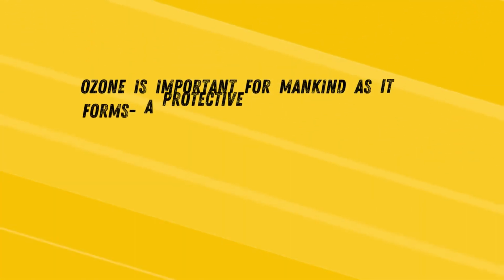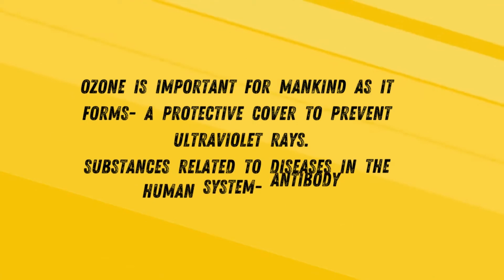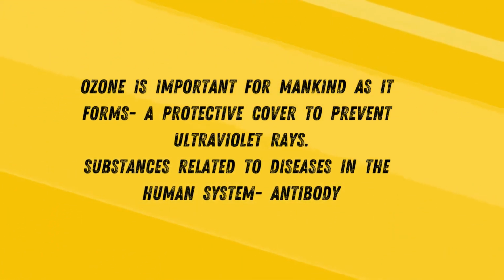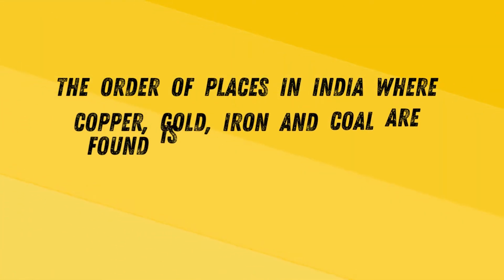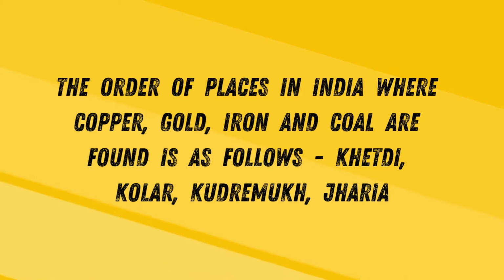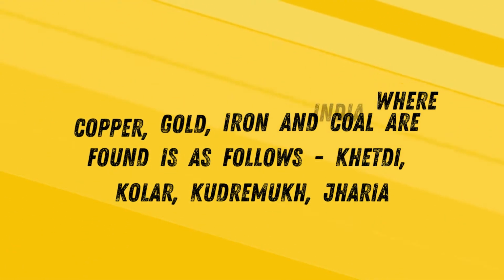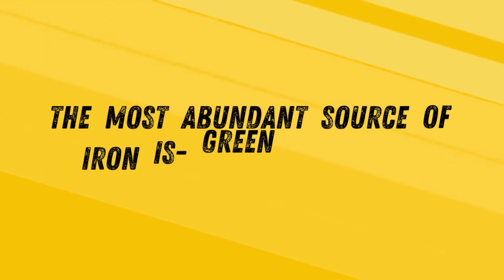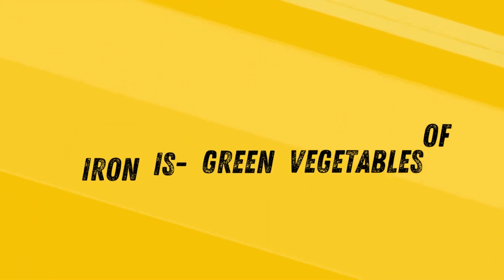Ozone is important for mankind as it forms a protective cover to prevent ultraviolet rays. Substances related to diseases in the human system: antibody. The order of places in India where copper, gold, iron and coal are found is as follows: Khetri, Kolar, Kudremukh, Jharia. The most abundant source of iron is green vegetables.